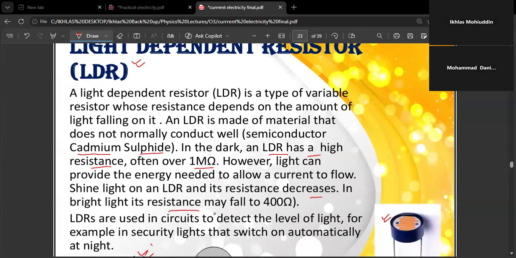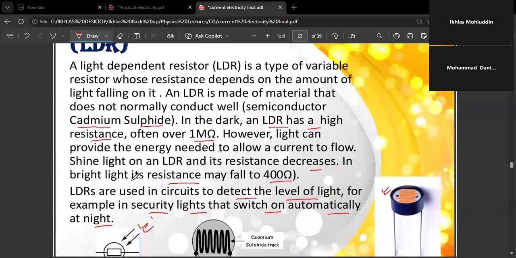So in bright light, the resistance may fall to 400 ohms. LDRs are used in circuits to detect the level of light, for example, in security lights that switch on automatically at night. Right? Got it?